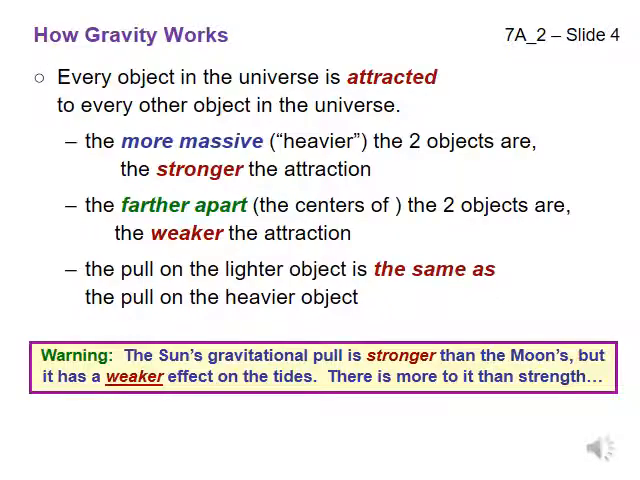Slide 4. The Moon's gravity pulling on the ocean creates one bulge.